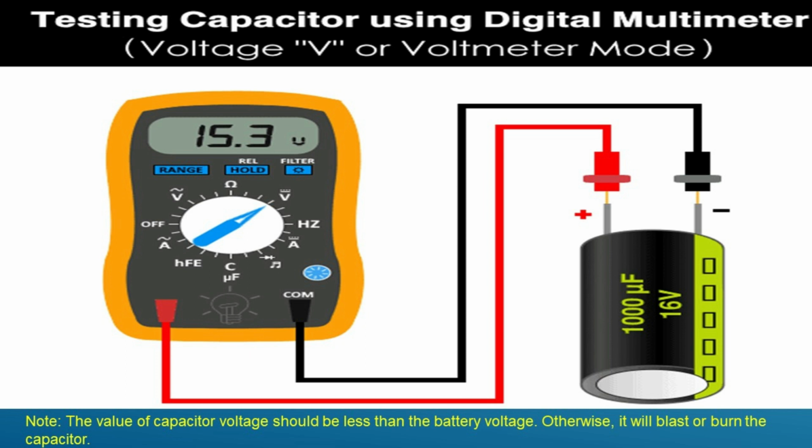Make sure the capacitor is fully discharged. Remove the capacitors from the circuit board. Now select capacitance C on the multimeter. Now connect the capacitor terminals to the multimeter leads, red to positive and black to negative. If the reading is near to the actual value of the capacitor, i.e. the printed value on the capacitor container box, then the capacitor is in good condition.